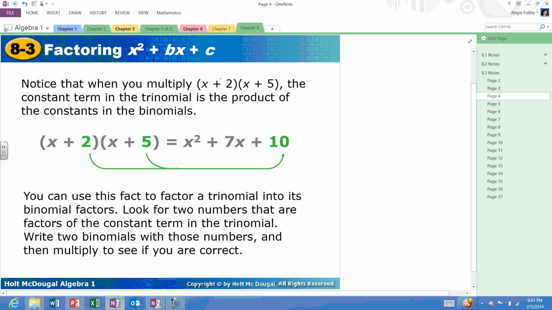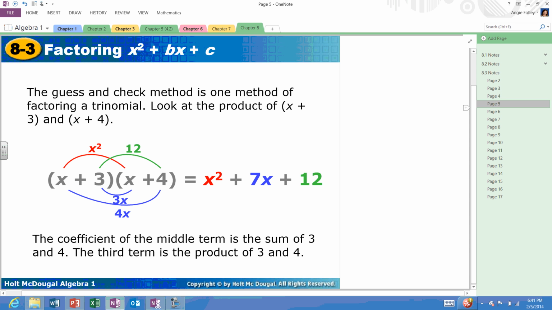Notice that if I multiply x plus 2 and x plus 5, the constant term in the trinomial is the product of the two constants in the binomials. So this last term of the trinomial is the product of the two constants in the binomial. And you can use this fact to factor a trinomial into its binomial factors. We're basically going to look for numbers that are factors of this constant term, and that's going to help us to get back to what goes in here.